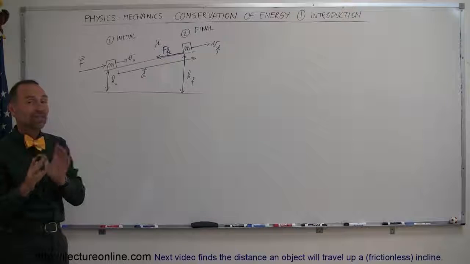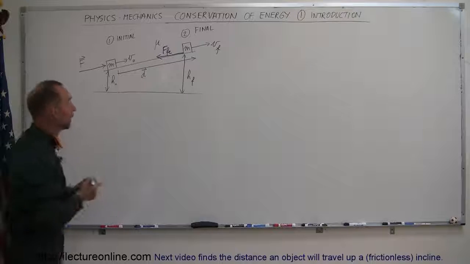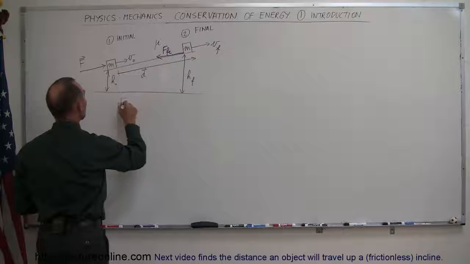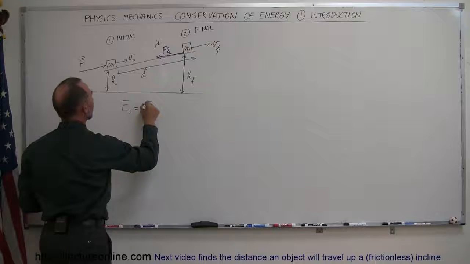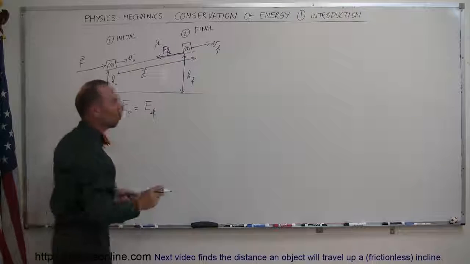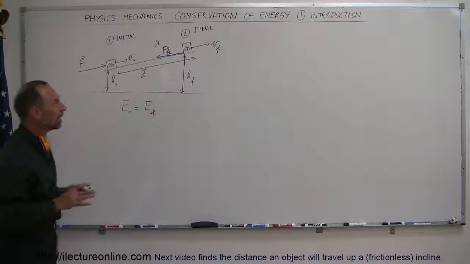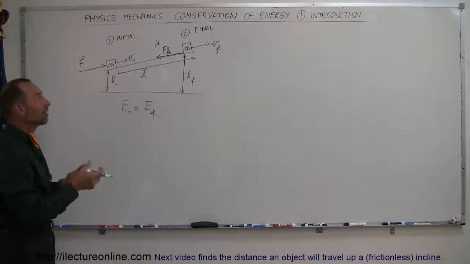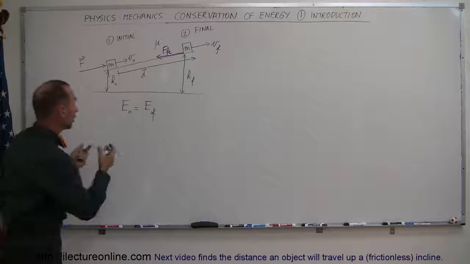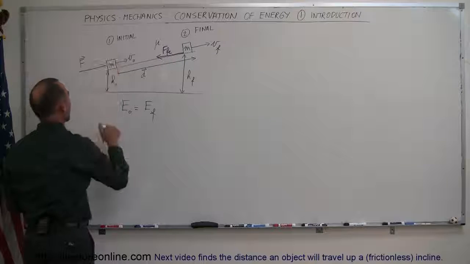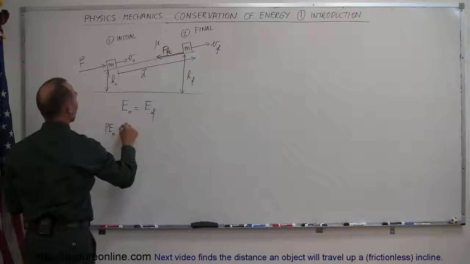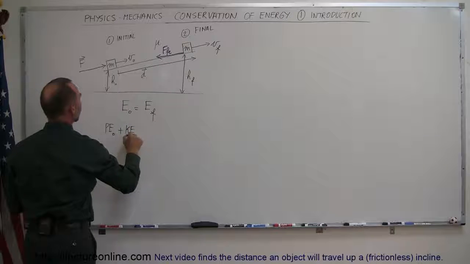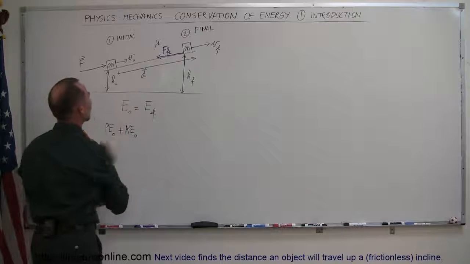So how do you set up an equation to relate those initial and final states to each other? What you can always say is that energy is always conserved, and therefore energy initial must equal energy final. So what are the types of energies that this object can have? Well, it can have potential energy and it can have kinetic energy. So the initial energy that it has in this state means that it has some initial potential energy and some initial kinetic energy. So that would be the total energy the object can have.